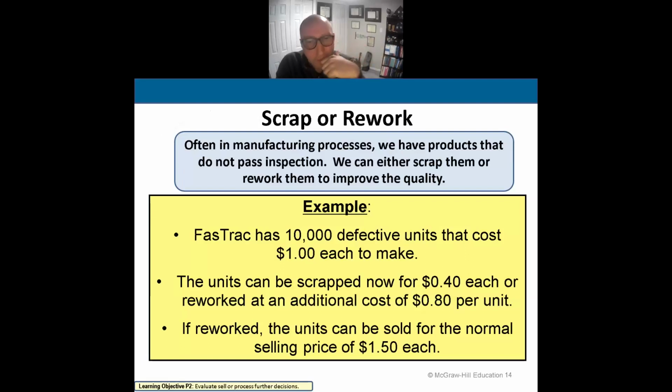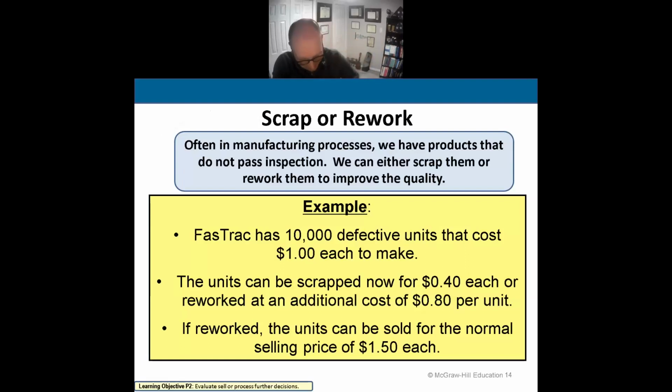If you rework it, it'll cost an additional 80 cents and you can sell for $1.50. Well, if you look at that part alone, you'd say, no, that doesn't make any sense because I would lose 30 cents on each unit. Which loss is worse?